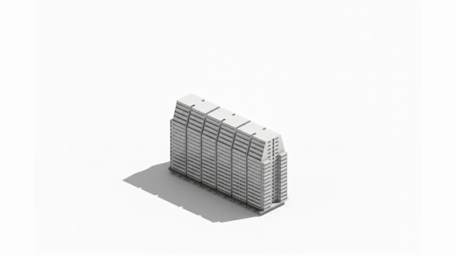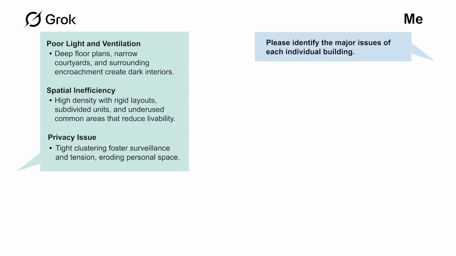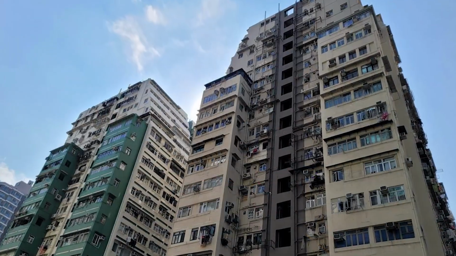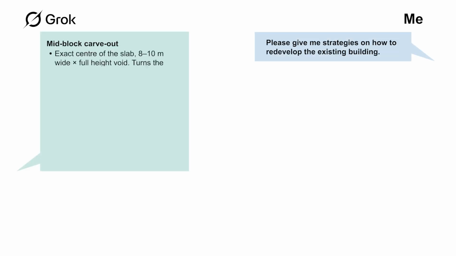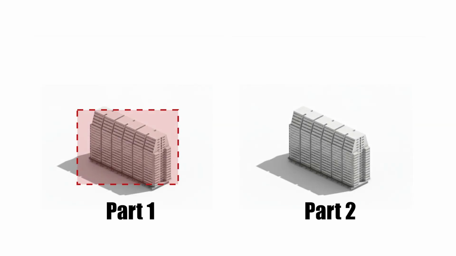Afterwards, I proceed to the design and building scale. I start by asking Grok to identify the major issues of each individual building, in which the major issues are poor light and ventilation, spatial inefficiency, privacy issue, etc. Based on that, I ask Grok to suggest architectural strategies regarding form and shape to redevelop it. The process is divided into 2 parts. Part 1 is to redevelop the existing building, while Part 2 is to perform upward extension.